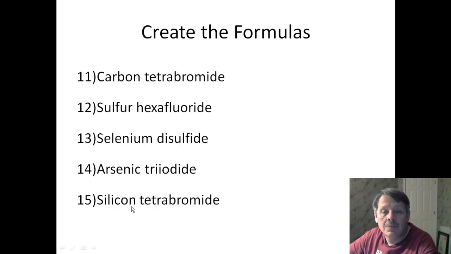All right, so what are these going to be? I'll actually write these out. All right, this is carbon. How many? Just 1, because there's no prefix. Carbon with bromine, and it says tetra, so that's 4. So it's CBr4. How about sulfur? Fluorine, how many? Well, hexa means 6, so it's SF6.